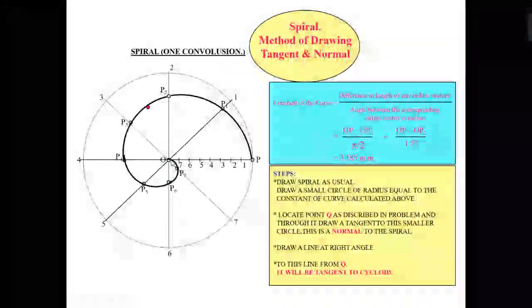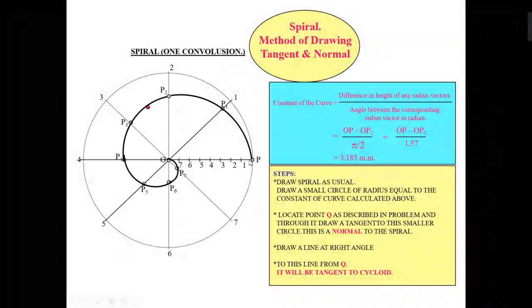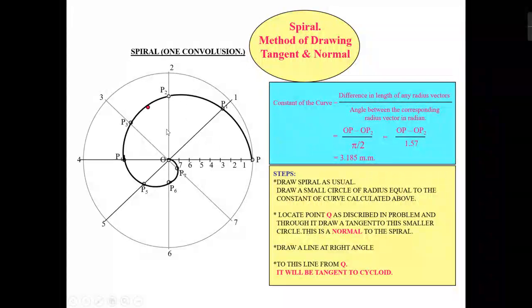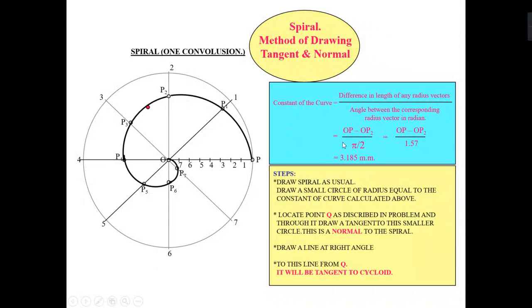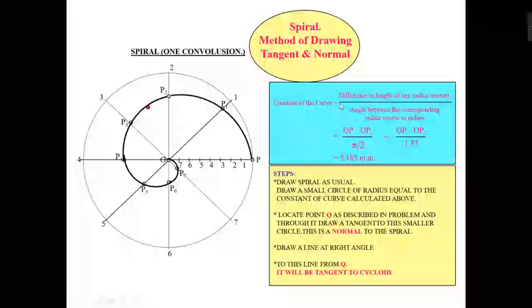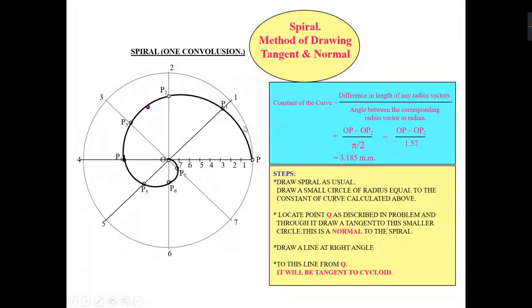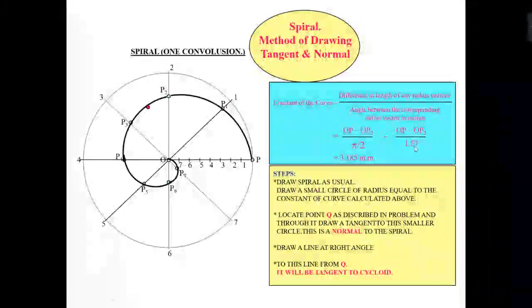Okay, so this is your line OP. Suppose the point has moved to P2, then this is another radius vector. So the difference in their lengths, divided by the angle between them, that is nothing but pi by 2. So you will get the constant of the curve as 3.185.